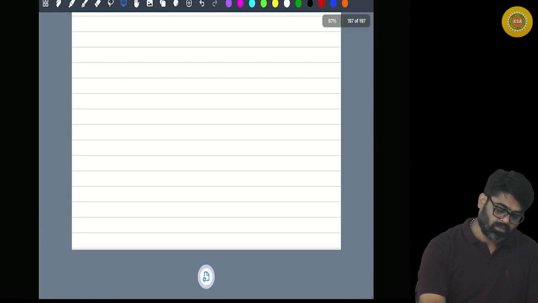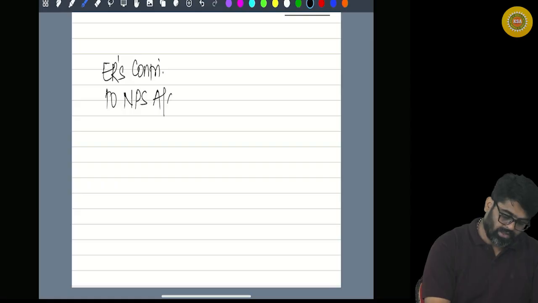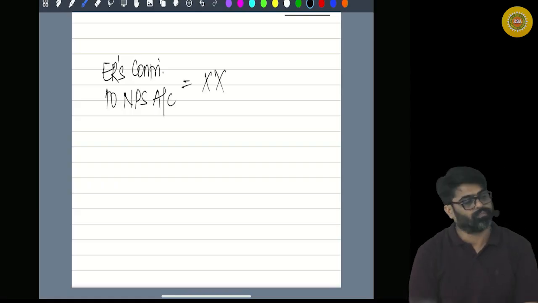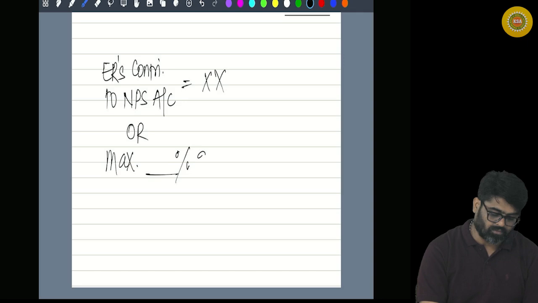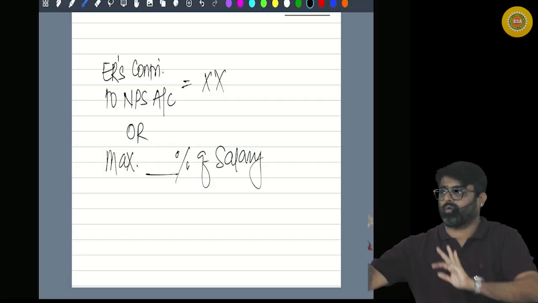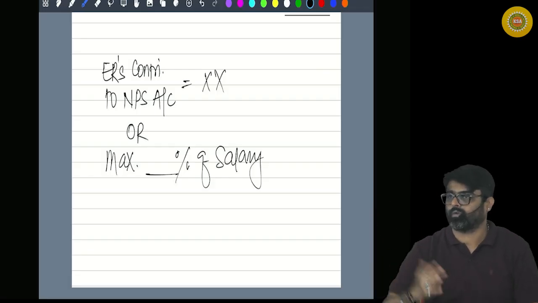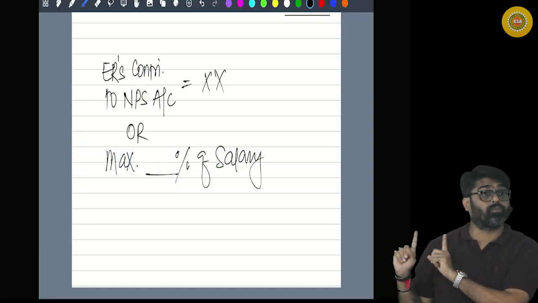Now pay attention here. Employer's contribution to NPS account. This is the amount, maximum dash percent of salary. Now you are going to tell me the percentage. You are a government employee. Wait. Following 115 BAC, not following 115 BAC. Done? In whatever case, it will be 14% if you are a government employee.